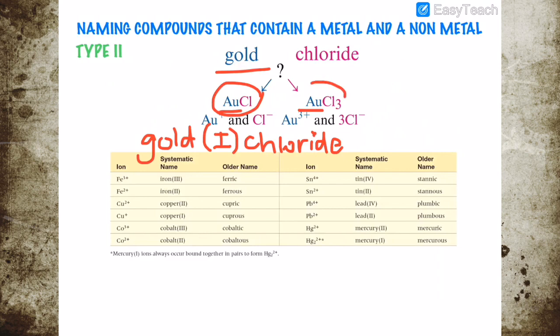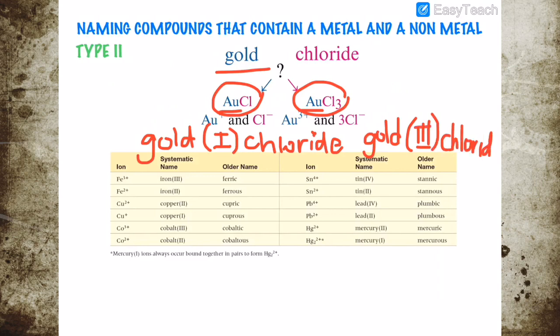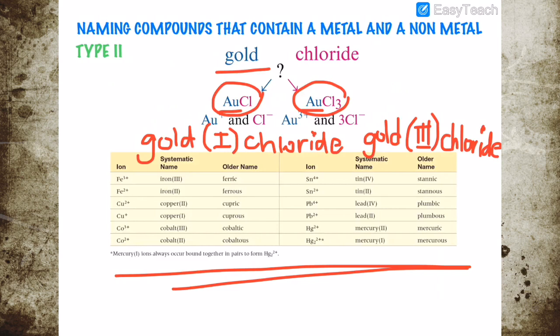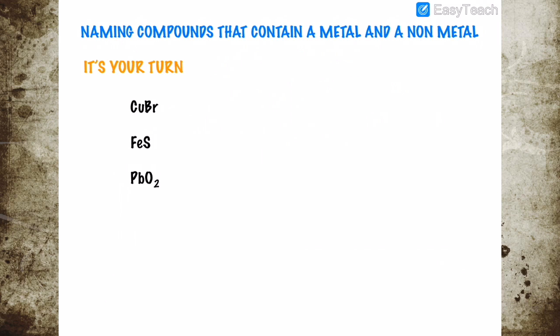Now for AuCl3, Au here is 3 positive. Therefore, when we name this, it will be gold, parentheses, Roman numeral 3, and then Cl, which is chloride. Now, as you can see in this table, these are examples of metals with 2 or more charges. Now it's your turn.